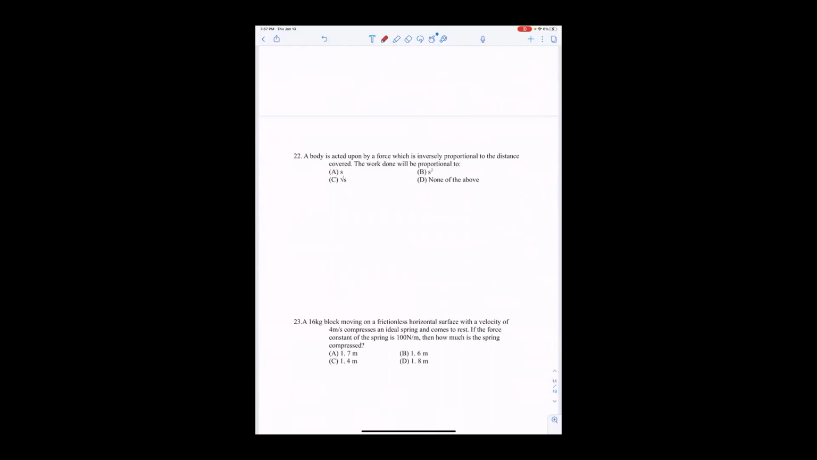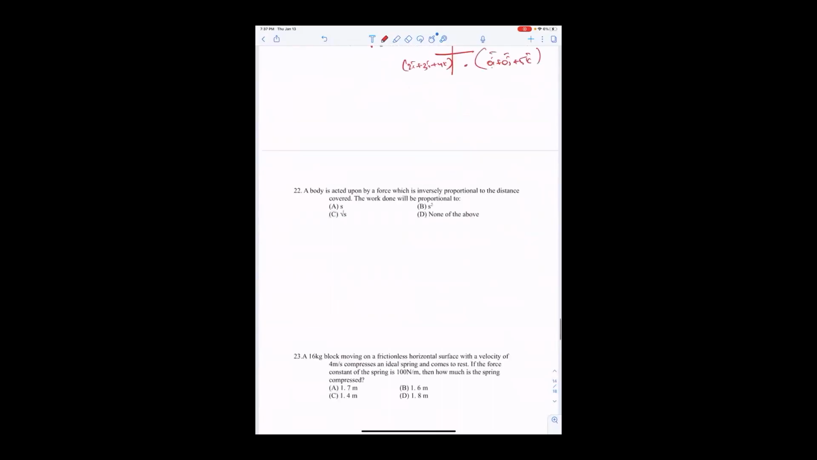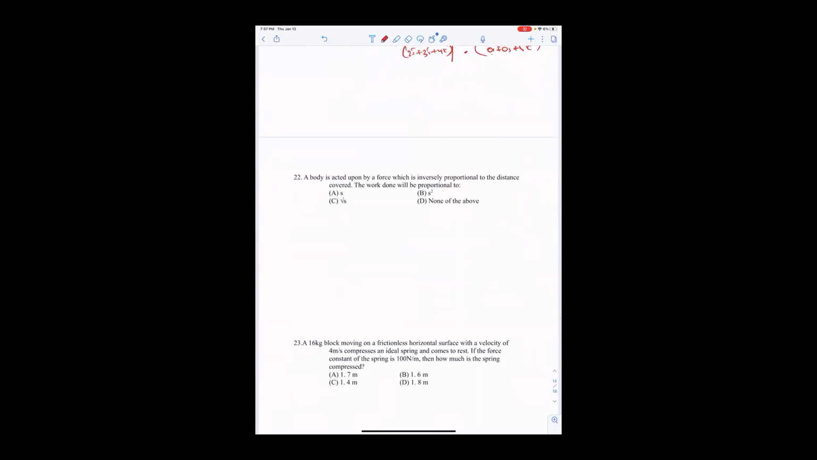A body is acted upon by a force which is inversely proportional to the distance covered. So force is inversely proportional to the distance covered, 1 by S. The work done will be proportional to... again, small work is F dot ds, so integrate. Work done is the integral of 1 by S ds. Instead of force, I can write K, some constant, by S. K comes out, and the integral is ln S. Ln S is not in the options, so none of the above.